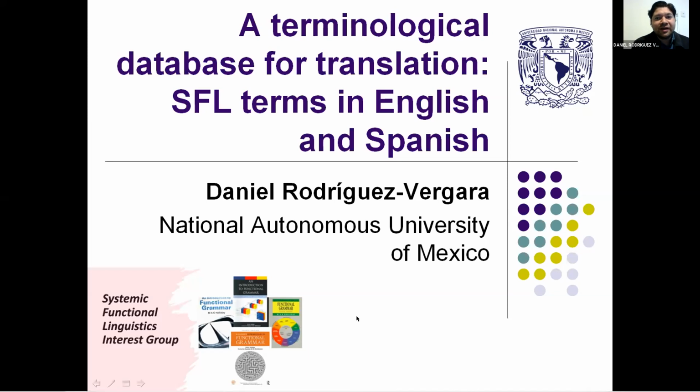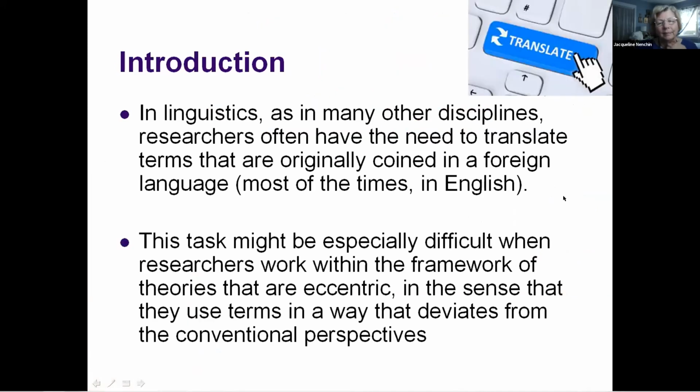So my presentation is about this terminological database for translation, in which we include SFL terms in English and Spanish. Well, first of all, we know that in linguistics, as in other disciplines, we have the need to translate terms. And many times those terms are originally coined in a foreign language, for example, English. And that is the case in systemic functional linguistics. And this task might be especially difficult when researchers work within the framework of theories that are eccentric. And by eccentric, I mean that they use terms in a way that deviates from other conventional perspectives. For example, in SFL, we have a lot of terms that are used differently as compared to other linguistic theories.